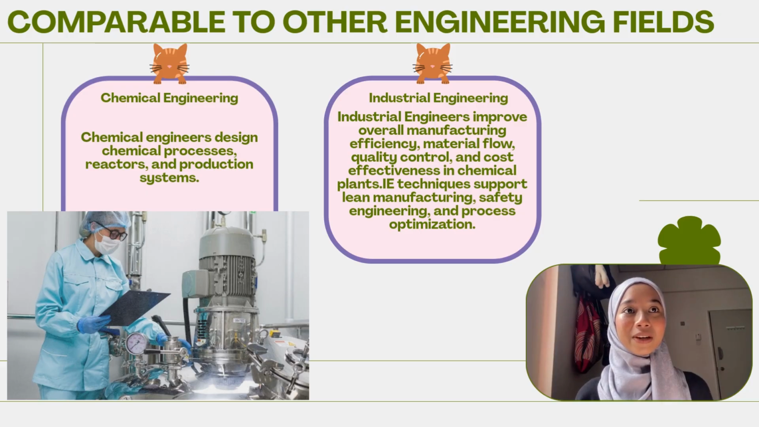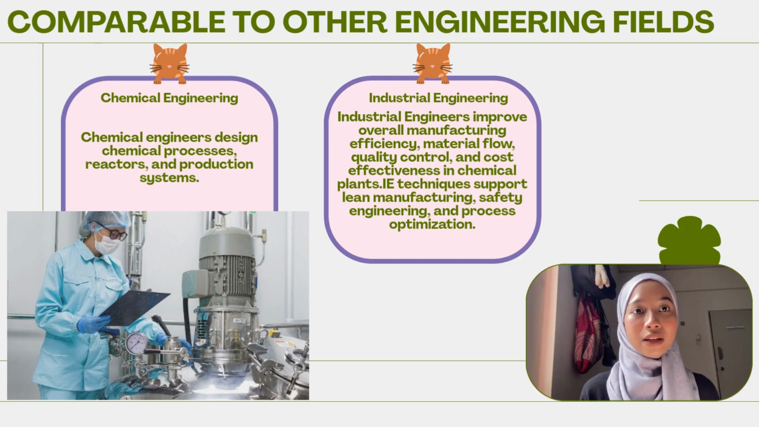The last comparison to other engineering fields is chemical engineering. Chemical engineering designs chemical processes, reactors and production systems. IE improves overall manufacturing efficiency, material flow, quality control, and loss effectiveness in chemical plants. IE techniques support lean manufacturing, safety engineering, and optimized processes.